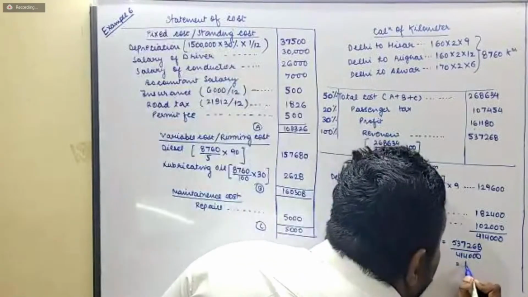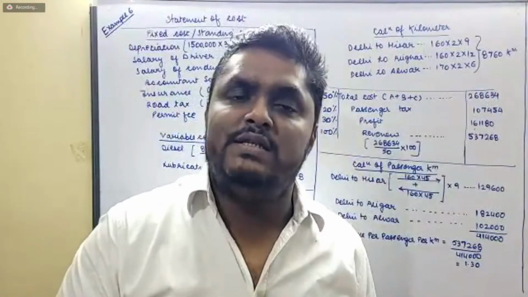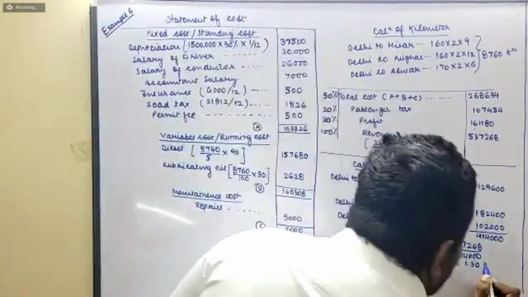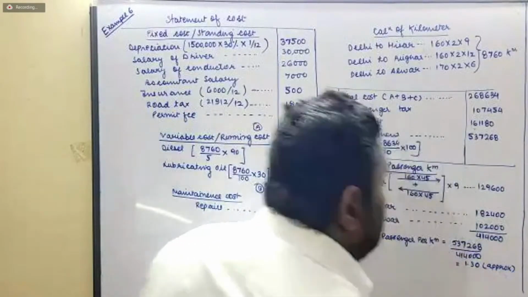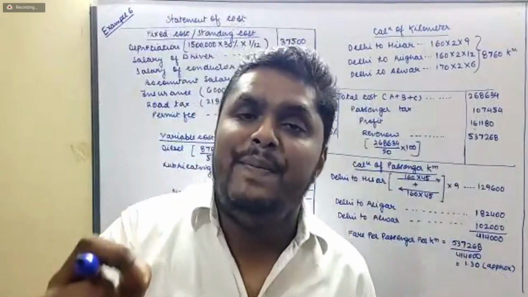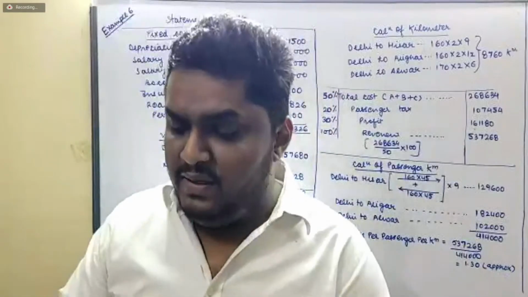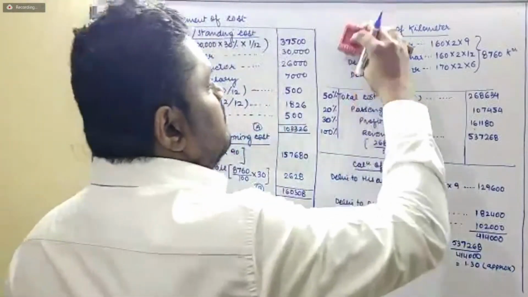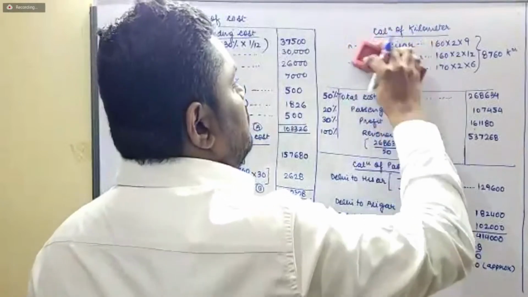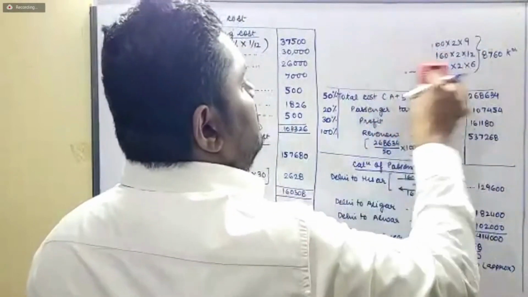So this is 1.302977. So assuming it is rounding off, so fare per passenger per kilometer is how much? Rupees 1, 30 paisa. I'll be erasing this calculation since I have to write the final answer.